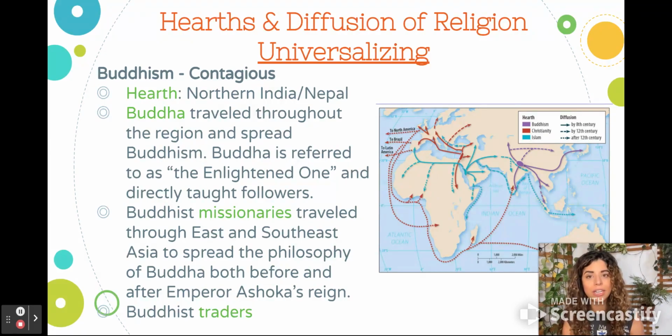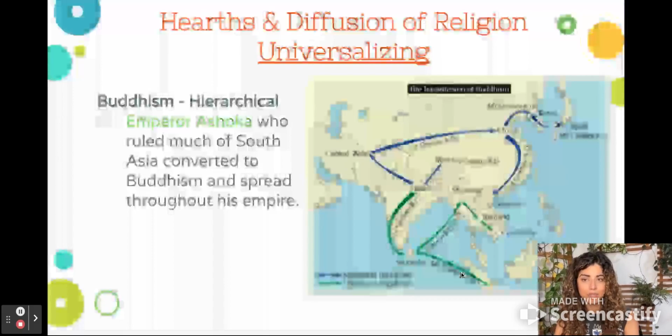So moving on to Buddhism, we have contagious diffusion. So the hearth is northern India / Nepal area, so more or less right over here. And it began with Buddha, who traveled throughout the area and spread Buddhism. So that would be part of that contagious diffusion. He's referred to as the Enlightened One, and directly taught his followers, right? So contagious. Buddhist missionaries traveled through East and Southeast Asia to spread the philosophy of Buddha, both before and after Emperor Ashoka's reign, as well as through Buddhist traders, right? So here we see a few examples of contagious diffusion.